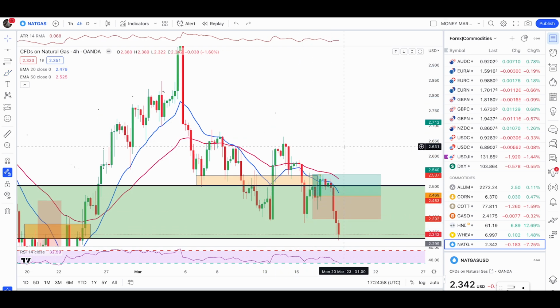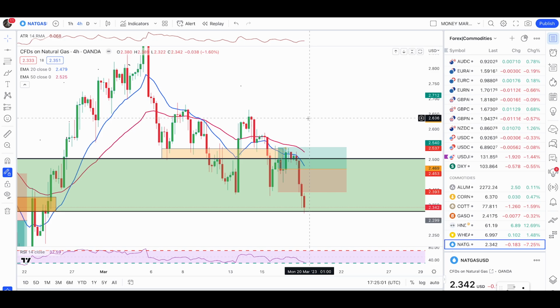So it is really important when you are taking a counter trade, you must set up your stop loss, set up your take profit, and exit your trade at the right time.